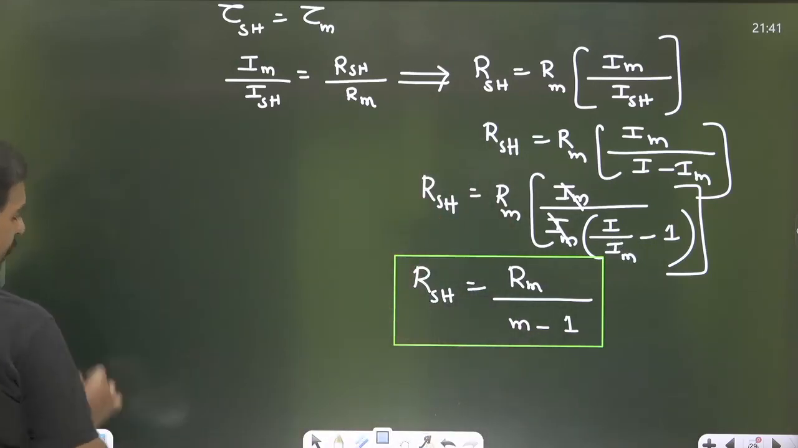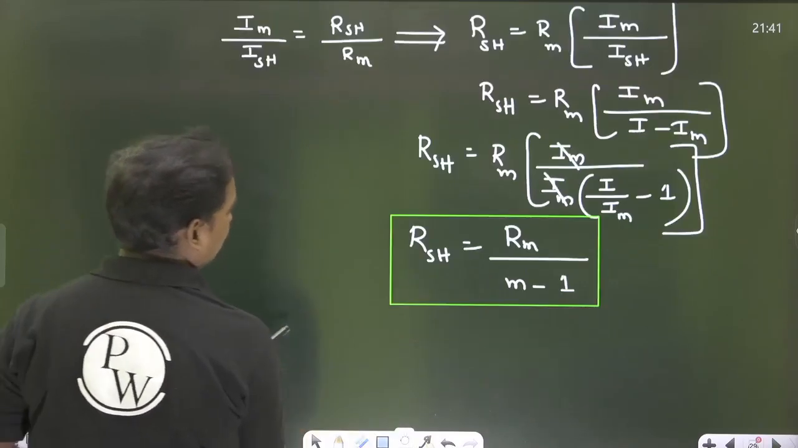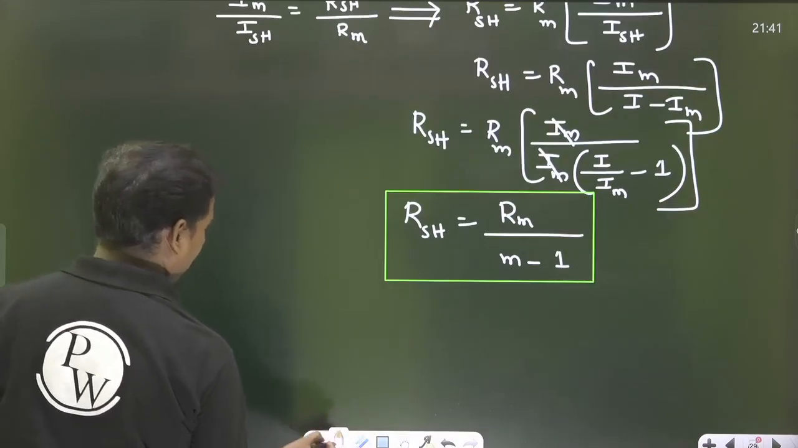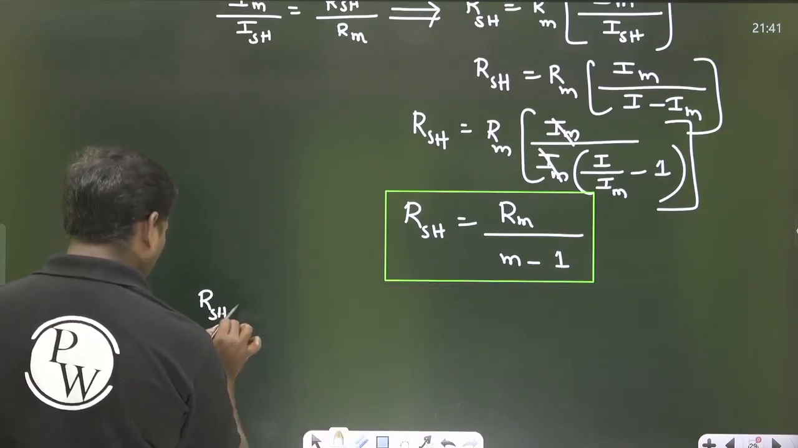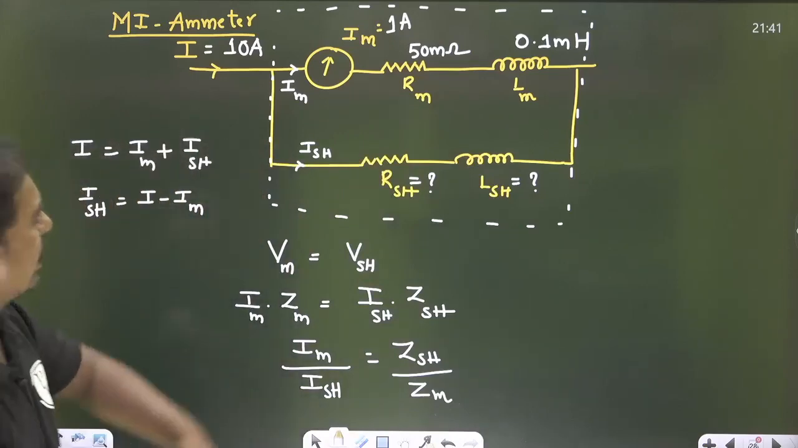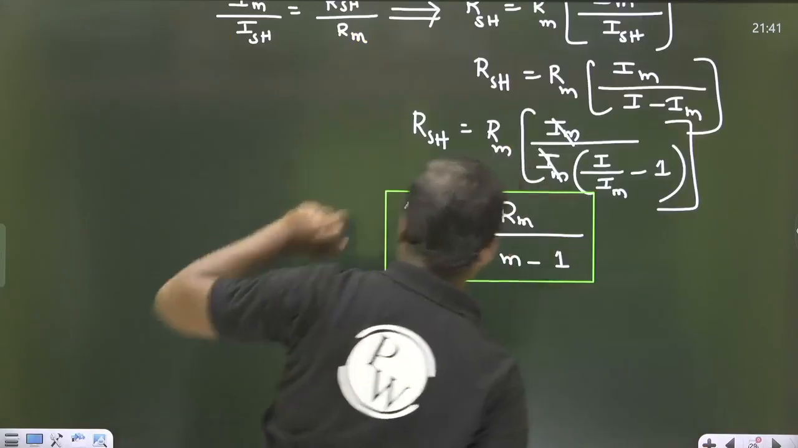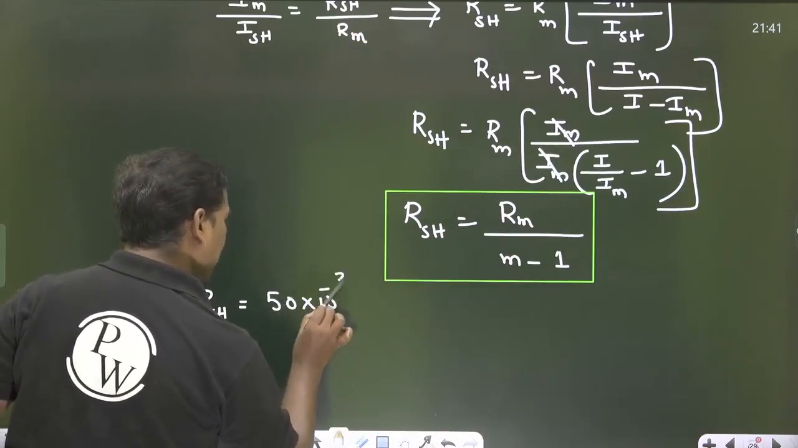So what is the RSH? Let me calculate RSH now. RM: what is the meter resistance? The meter resistance I can take as 50 milliohms, that is 50 into 10 power minus 3.